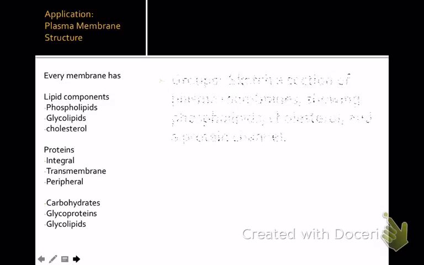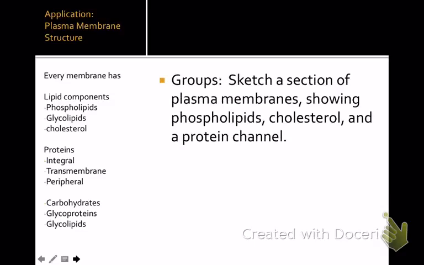All right, so here is our first application. For each table, what I want is one sheet of paper. We'll see if it takes more than one, but write small. At your table, if you're not sitting with a group, move to join a group. At each table, just start a piece of paper with the first and last names of everybody at your table. And I want you to sketch just the phospholipid, cholesterol, and a protein channel.